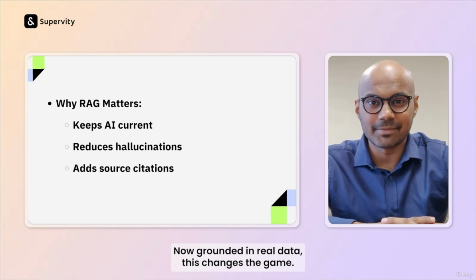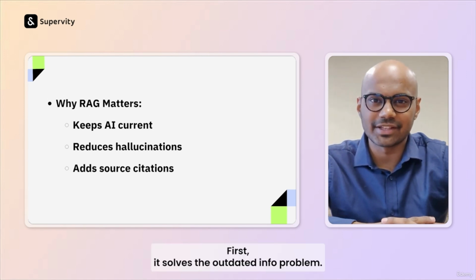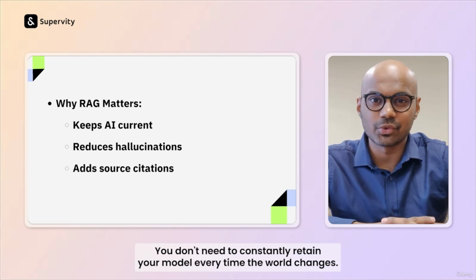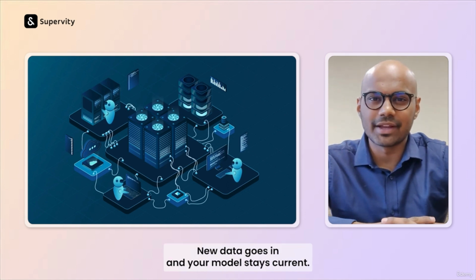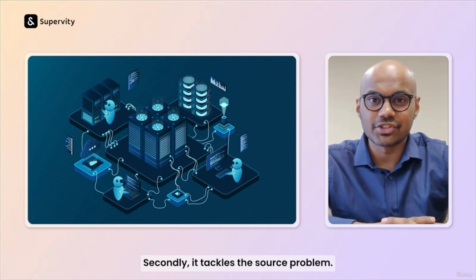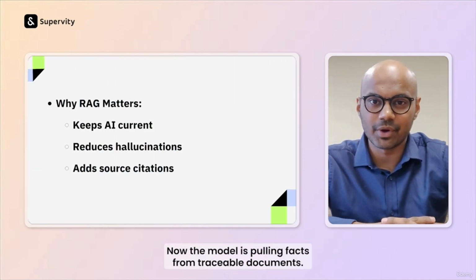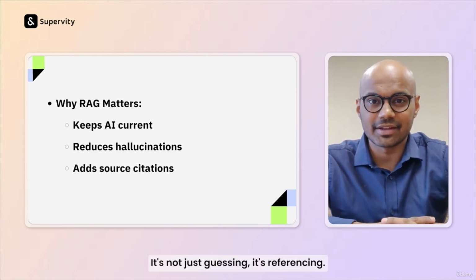This changes the game. First, it solves the outdated info problem. You don't need to constantly retrain your model every time the world changes. Just update the content store. New data goes in and your model stays current. Secondly, it tackles the source problem. Now, the model is pulling facts from traceable documents. It can cite evidence. It's not just guessing, it's referencing.